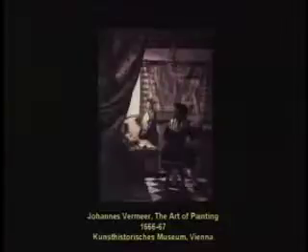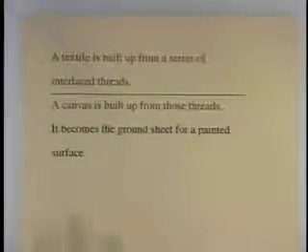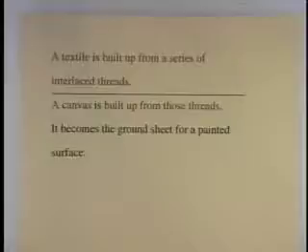Now, what does that have to do with textile and a fabric? We're going to find out. A textile, as you might know, is built up from a series of interlaced threads. A canvas is built up from those threads. It often, not always, becomes the ground sheet for a painted surface. And if we're talking about Vermeer as a case in point, he painted on canvas most of the time. So textile is the ground sheet for the paintings that you look at, and text is words for us that we use in some way.